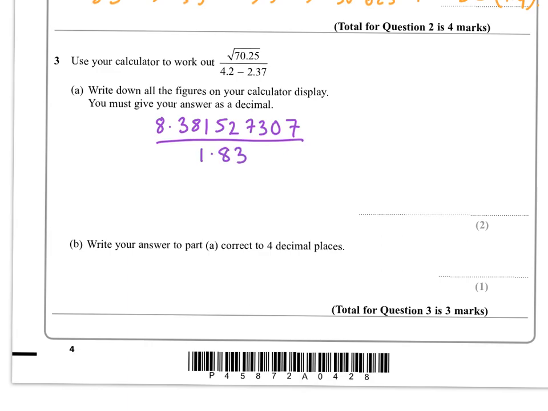And then I would do the whole thing over, and so I will now do 8.381527307 divided by 1.83, and my answer would be 4.580069567.